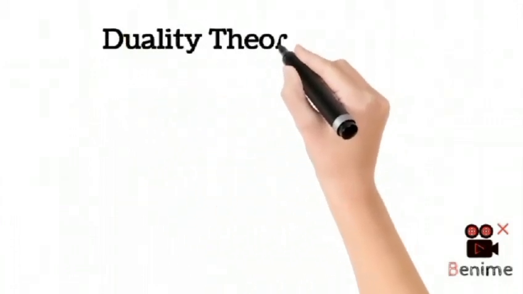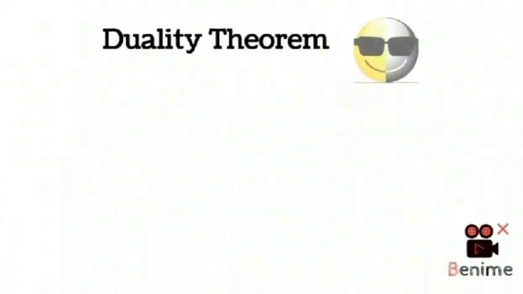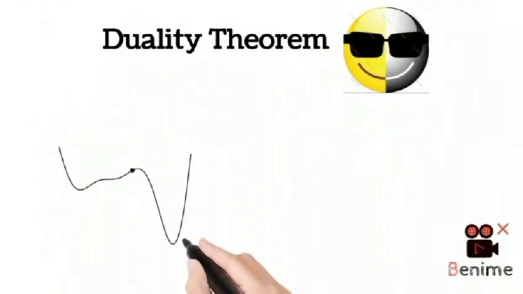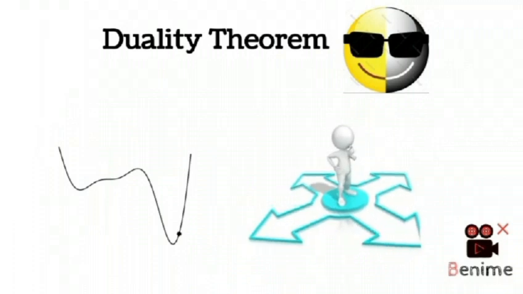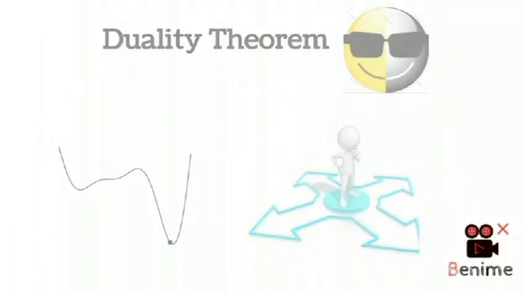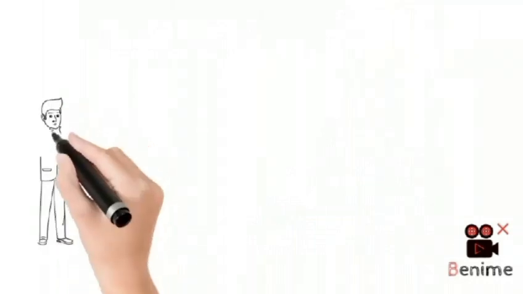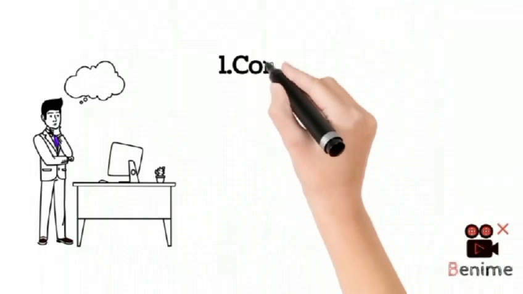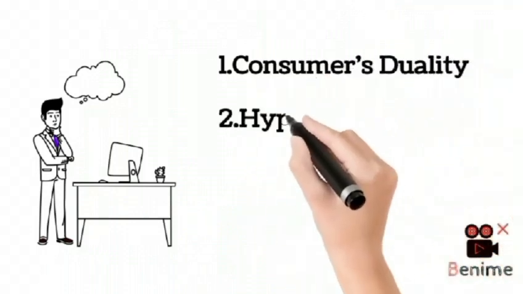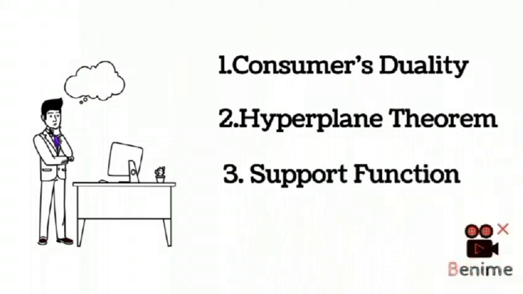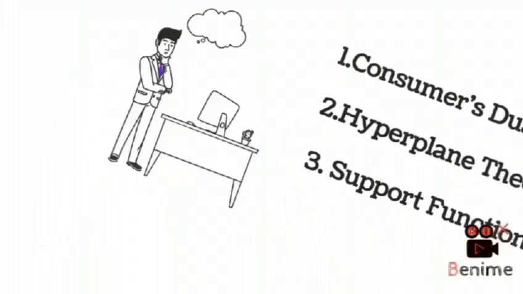Today our topic is duality. It is a very important framework for understanding optimization problems as it connects different facets of decision making. It is a versatile tool that provides deep insights into economic behaviors and decision making processes, offering both theoretical and practical benefits. For better understanding of the duality theorem, we need to make the concepts of consumer's duality, hyperplane theorem and support function clear. So let's get started.